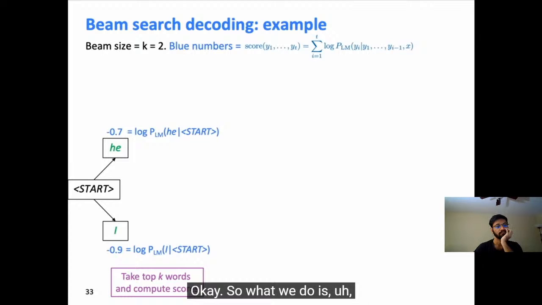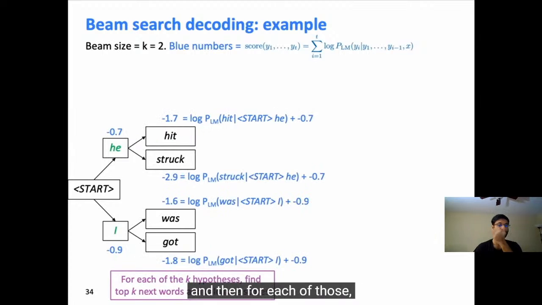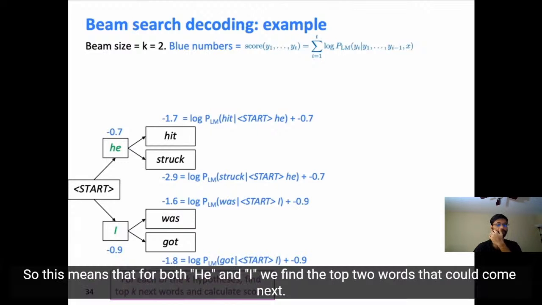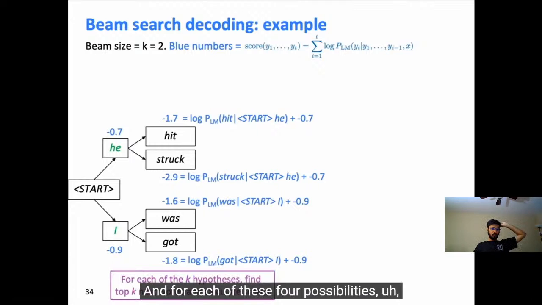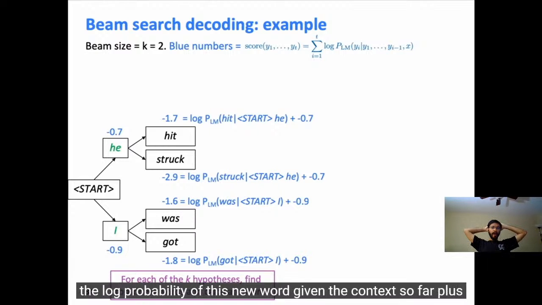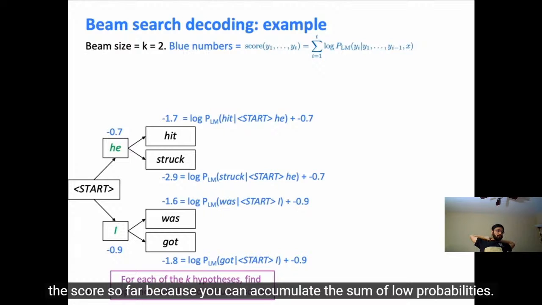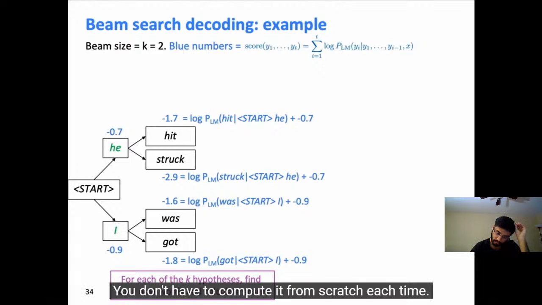Okay, so we have our k hypotheses, and for each of those, we find the top k words that could come next, and we calculate their scores. So for both "he" and "I", we find the top 2 words that could come next. For each of these 4 possibilities, the score of the hypothesis is equal to the log probability of this new word given the context so far, plus the score so far, because you can accumulate this sum of log probabilities. You don't have to compute it from scratch each time.